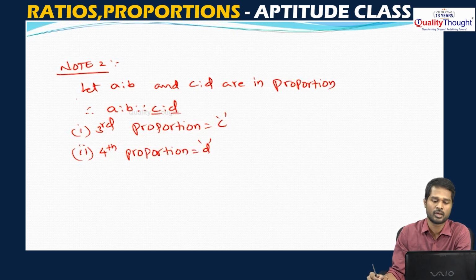See here in this case we have four completely different variables: A, B are different variables and C, D also different variables. But in the previous case we have only three variables, A, B, C. It is A, B one ratio and B, C one ratio. So B is the mean proportion there, but here A, B, C, D are completely different. So C is the third proportion and D is the fourth proportion.